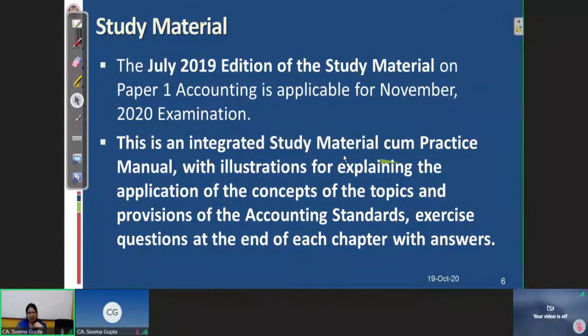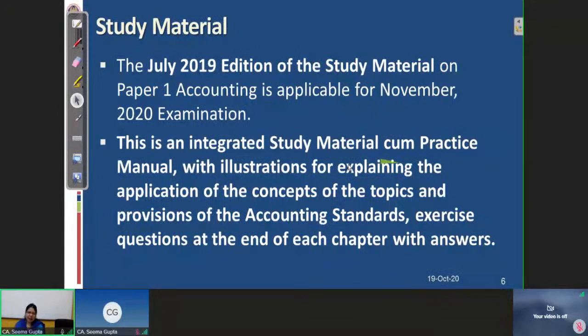So we have to learn the basic concepts of the standards and the topics, and then apply those concepts in real life scenarios, in the practical problems given in the study material. The July 2019 edition of the study material of paper 1 accounting is applicable for the November 20 examination. But chapter 8 on redemption of debentures has been revised afterwards, and that has been duly hosted on the BOS knowledge portal. It is advised to refer to the updated chapter uploaded on the BOS knowledge portal.